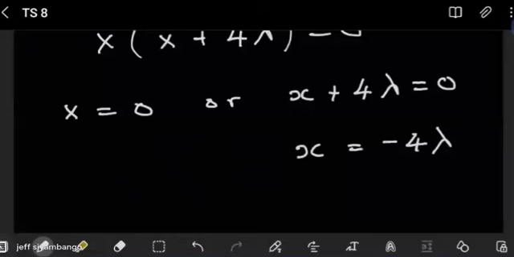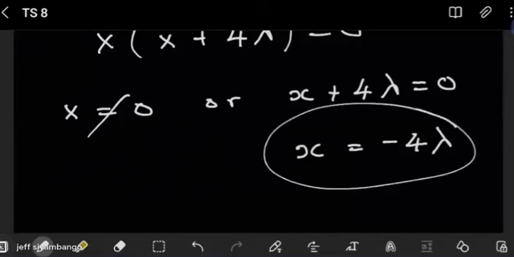Okay, so this becomes what we have for our x. x is equal to minus 4 lambda, and then the other term, x is equal to 0. Again, x cannot be equal to 0, and the problem there is that if x is 0, then what type of box do we have here? So we have to play with x equal to minus 4 lambda.